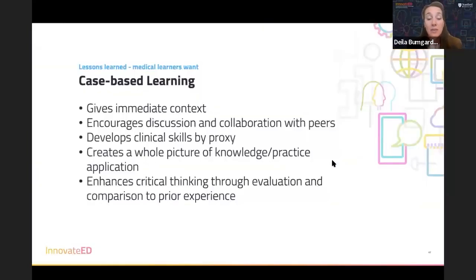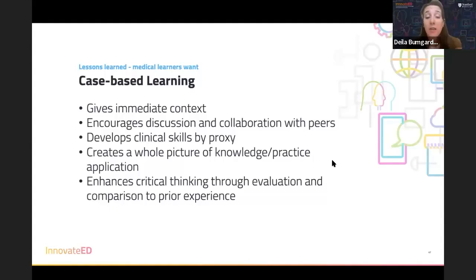I will just leave you with this little nugget of information from what I've built for the Continuing Medical Education Office. We have the benefit of getting a lot of feedback because we do our post-assessments. And what we have learned is that medical learners want case-based learning, whether it's knowledge-based or behavioral learning objectives. Framing it in case-based learning is what they want, it's what they react to, it's what they feel gives them the best learning experience because they get immediate context.